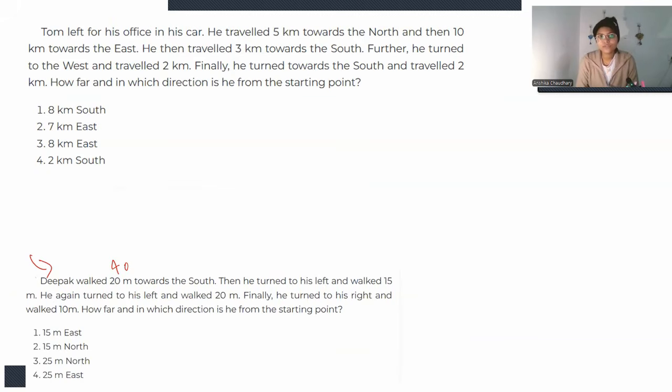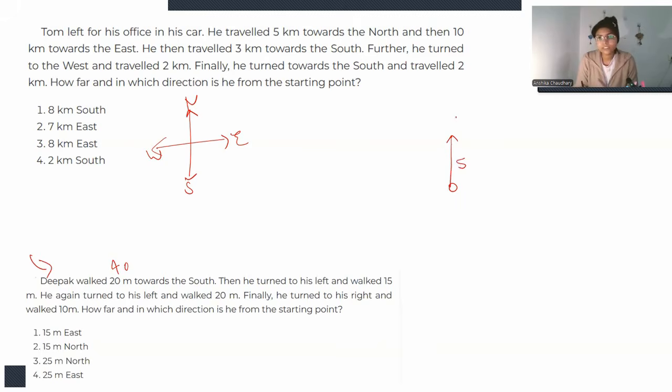Tom left for his office in his car. So first of all, let's make the direction chart: east, west, north, and south. North, south, east, and west. Okay. Tom left for his office in his car. He traveled 5 kilometers towards the north. So suppose this is the starting point of Tom. He traveled 5 kilometers towards north. That means for upper side 5 kilometers, right?